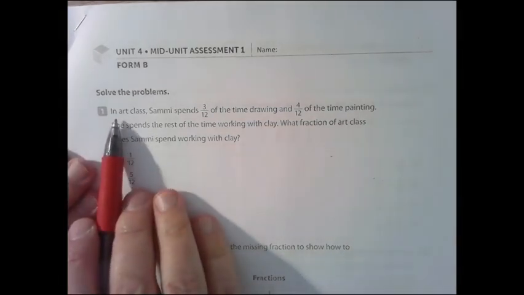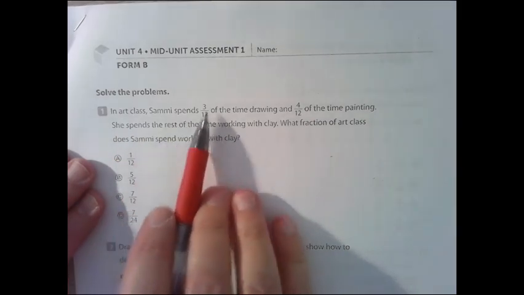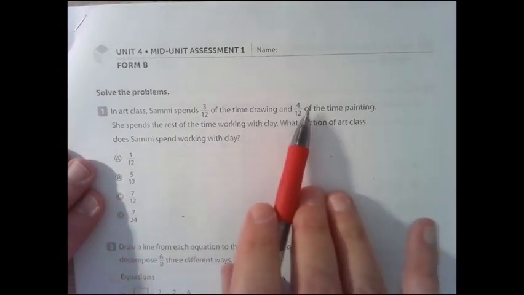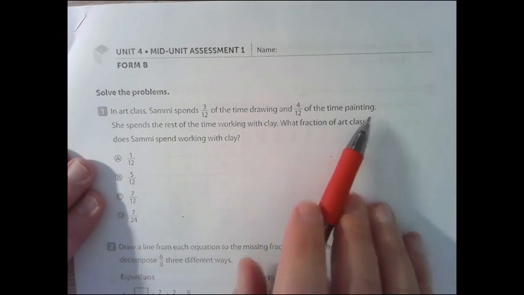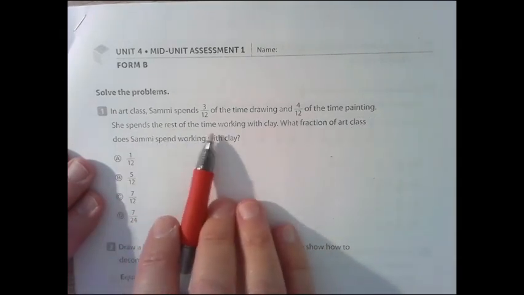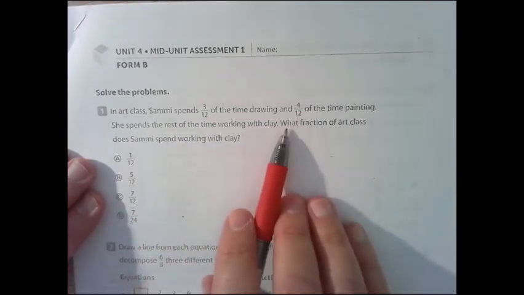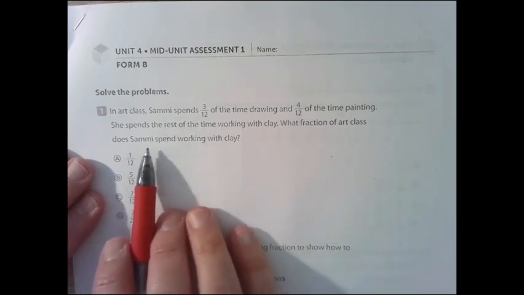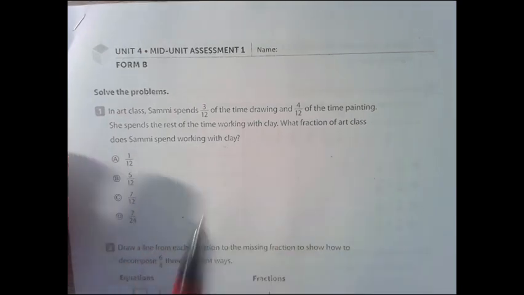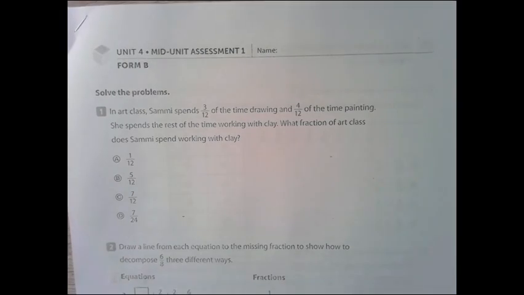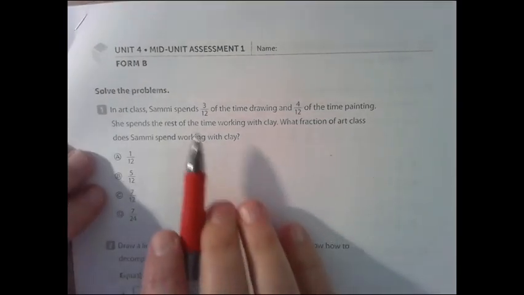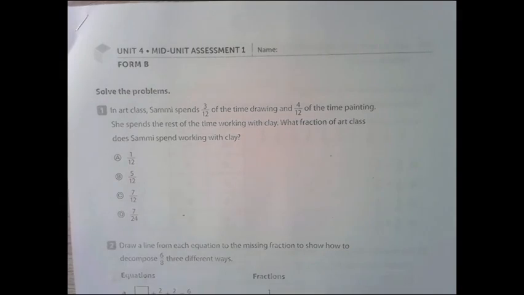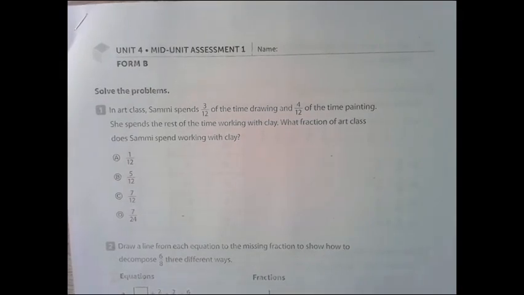So, in art class, Sammy spends 3/12 of the time drawing and 4/12 of the time painting. She spends the rest of the time working with clay. What fraction of the art class does Sammy spend working with clay? All right, so we're talking about twelfths in this case. We have 3/12 and 4/12. So what I know about that is that 12 out of 12 would be the whole time, right? Because 12/12 is one whole.